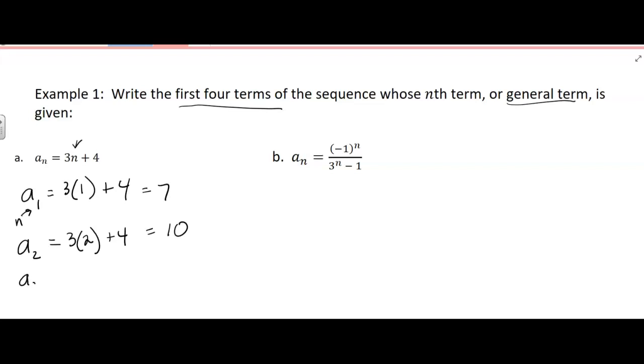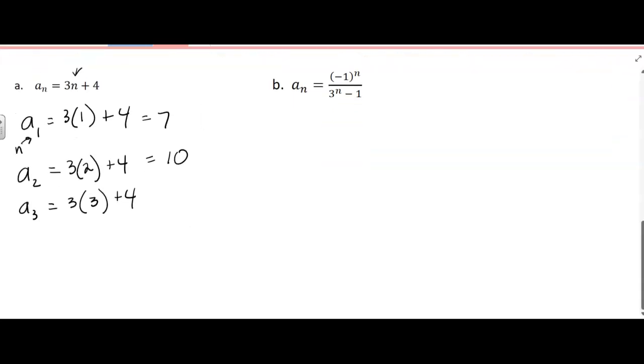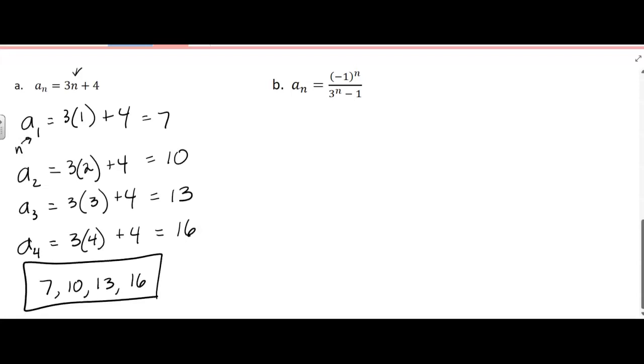And then we want to find a sub 3. So now n is 3. So we do a little bit of math. 9 plus 4, you can put it on a calculator, is 13. And then finally we want to find a sub 4, which would be 3 times 4 plus 4, which would be what? 12 plus 4? 16. So it asked me for the first 4 terms. You're going to write those with commas in between. And those would be the first 4 terms of that sequence.